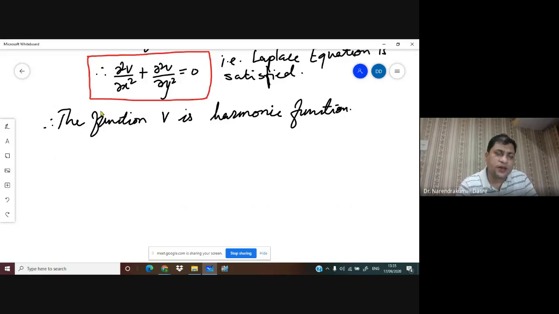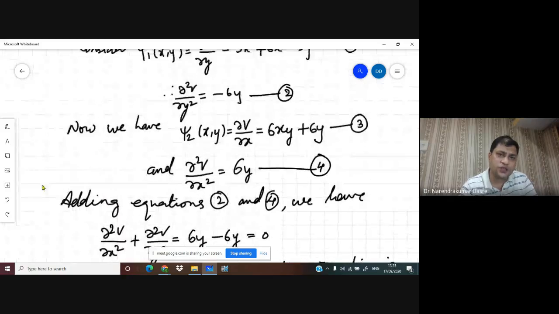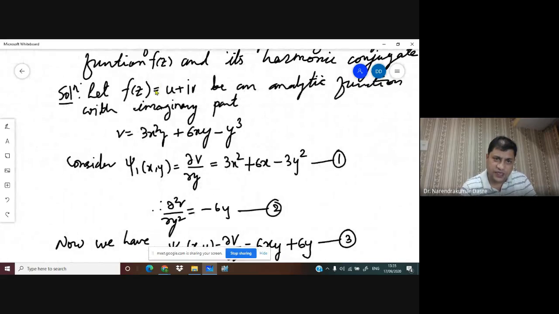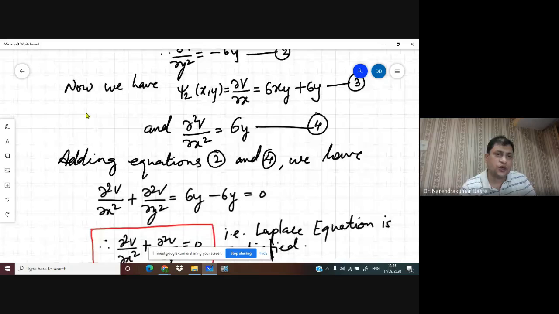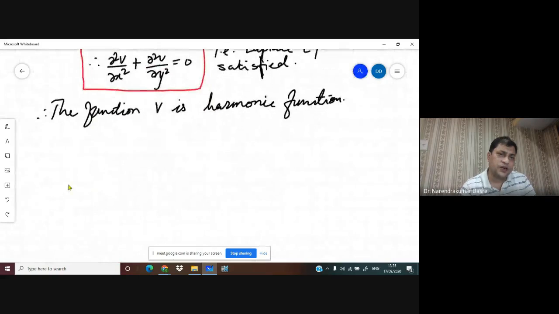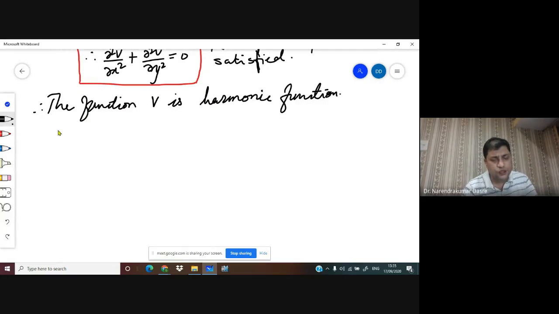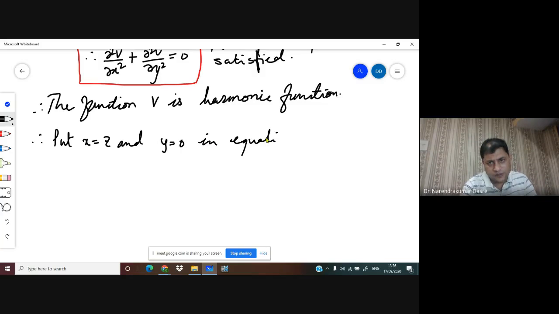Now we have to find the analytic function. To find the analytic function, we have already completed two steps of the Milne-Thompson method. The first step is declaring the function and its real or imaginary part. The second step is finding the first order derivatives, that is psi1 and psi2. So we have to go for the third step. What is the third step? Hence, put x equal to z and y equal to 0 in equations 1 and 2.